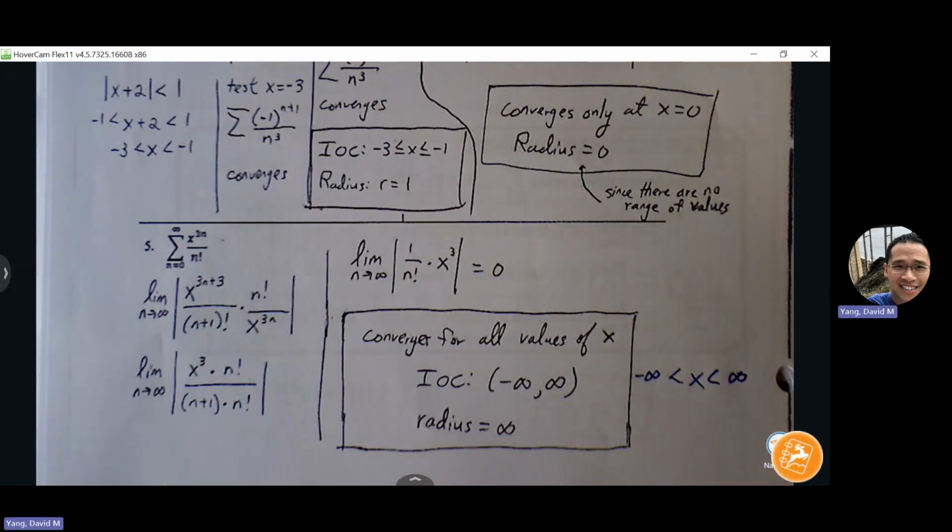Oh, for the second step of that problem, shouldn't the n factorial be over x plus one to the n factorial? You're right, it should be n plus 1, thank you.